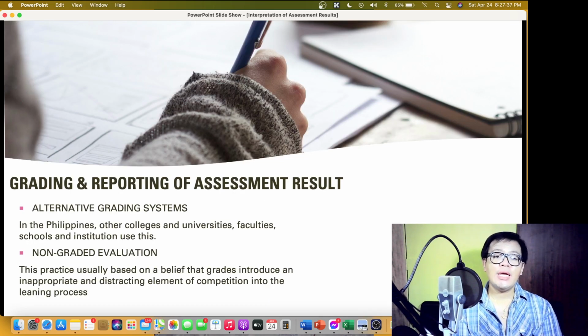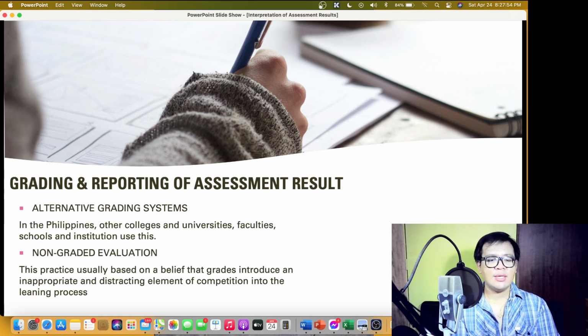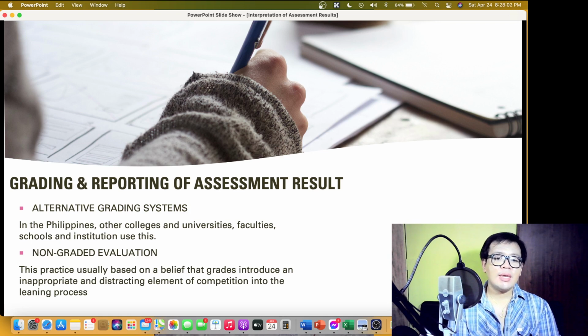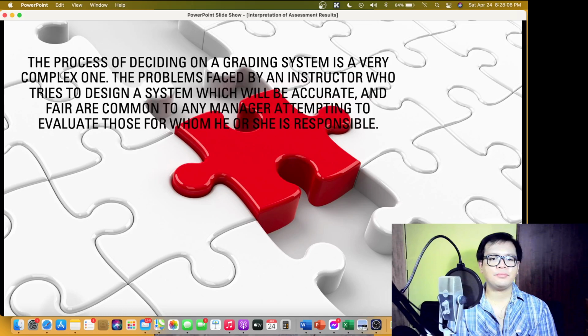Grading and reporting of assessment results. There are two different systems: the alternative grading system and the non-graded evaluation. Here in the Philippines, other colleges, universities, faculties, schools, and institutions are actually utilizing the alternative grading system. Non-graded evaluation is usually practiced based on the belief that grades introduce an inappropriate and distracting element of competition into the learning process.